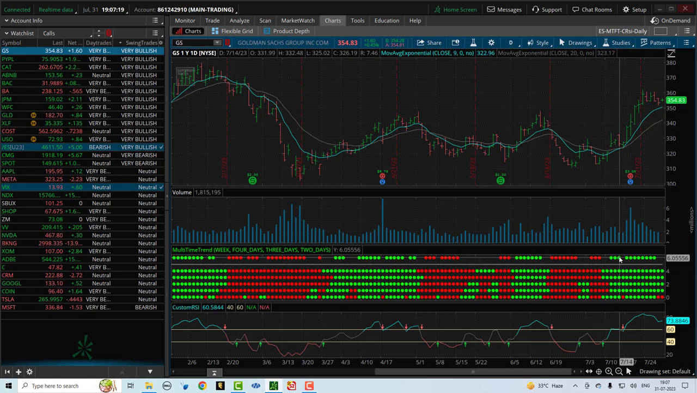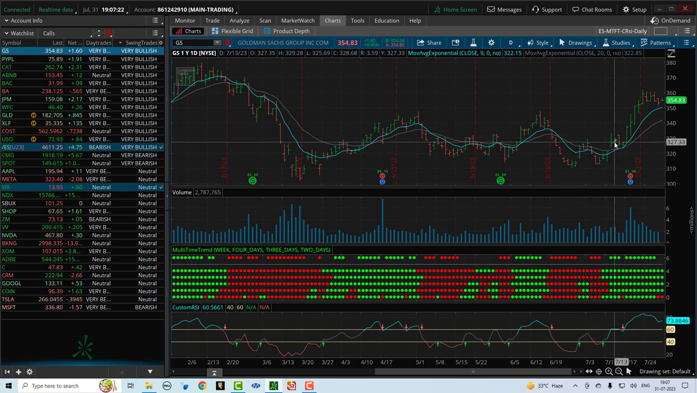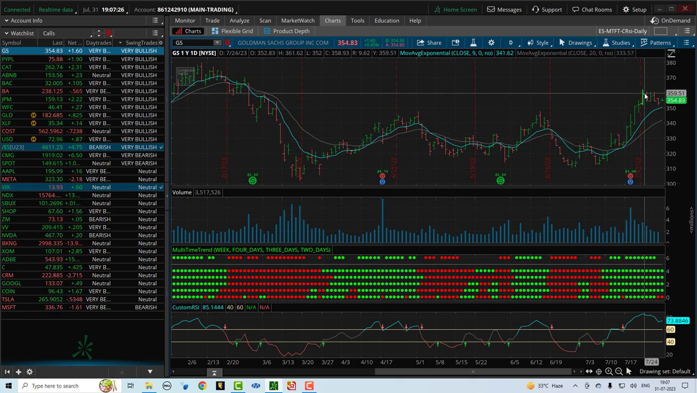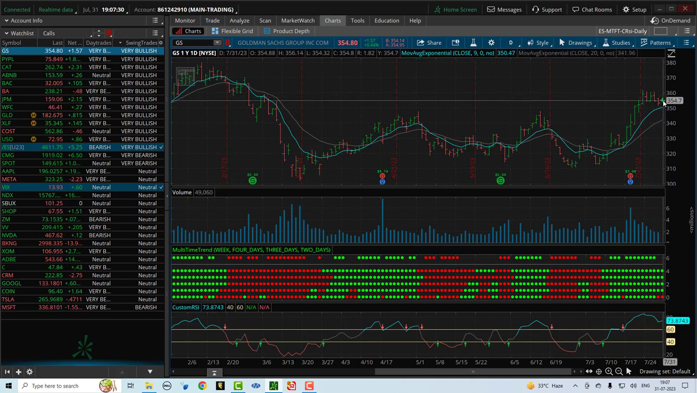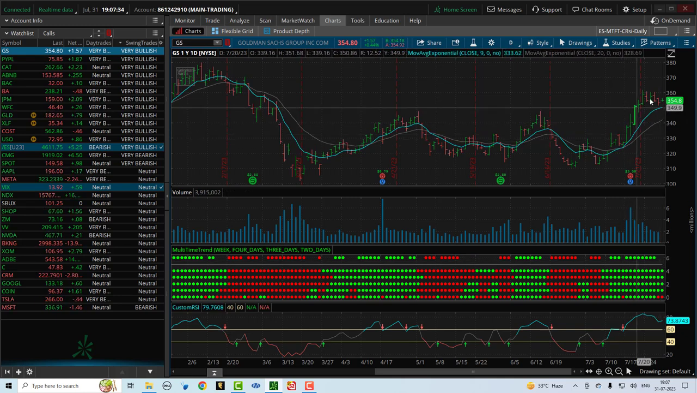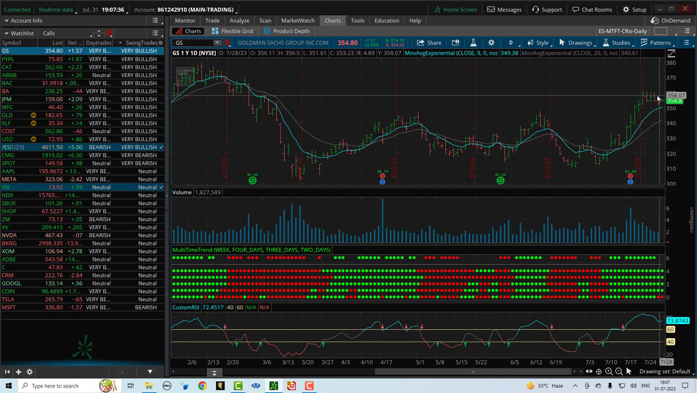But once you've identified the stock, you can see that you could have ridden this all the way from here, which is about 326. You could have ridden it to about the 355, 360 level, and it is still at that level. And we still don't have a very bearish condition. So you might still be in this trade after a couple of weeks. So let's take a look at PayPal.